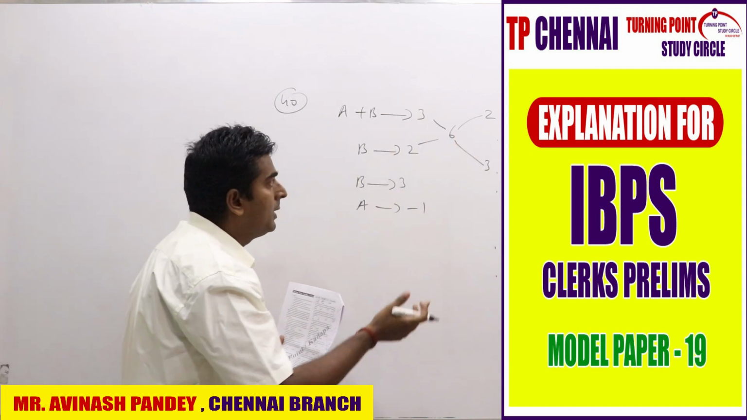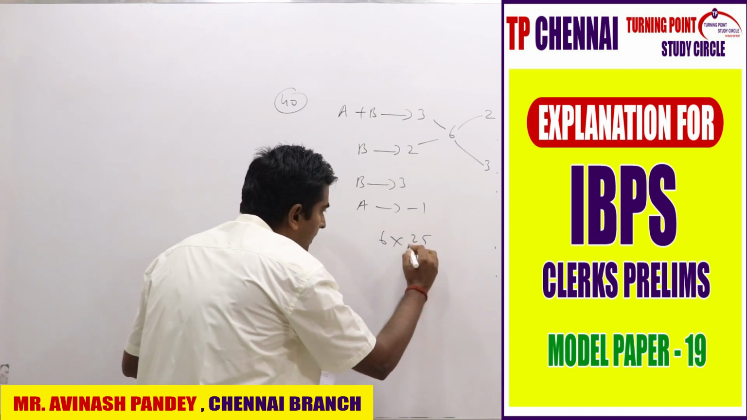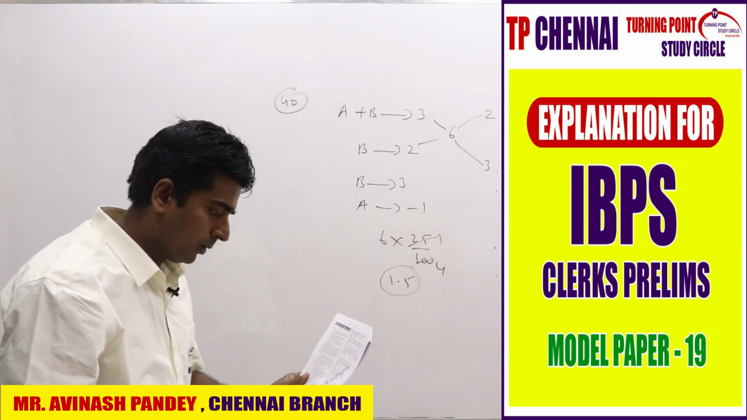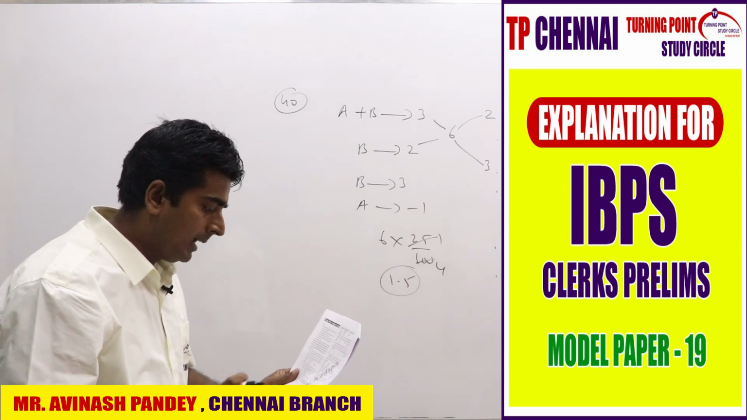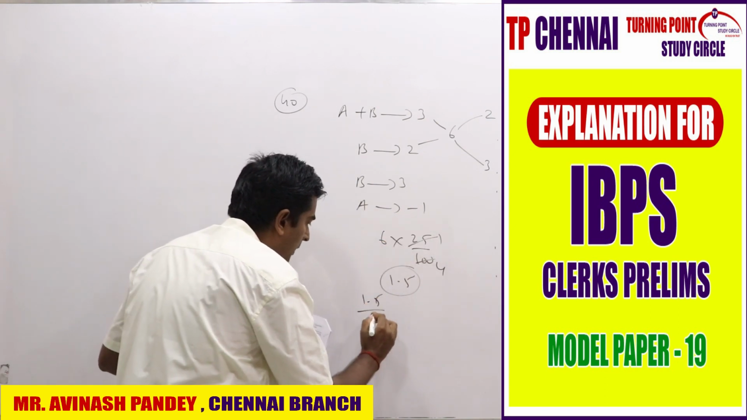What is 25% of 6? So 6 into 25 by 100, which is nothing but 1.5. This is your 25% value. How long will tap A take to vacate? Tap A's efficiency is -1. So 1.5 divided by -1.